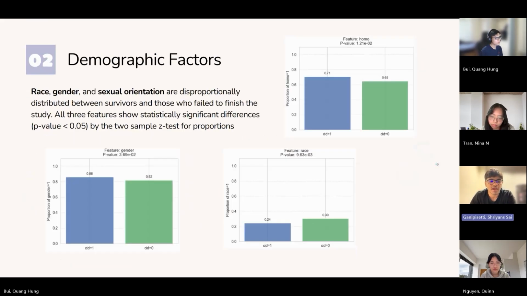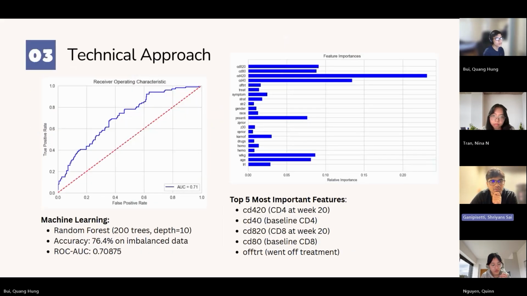And coming to the demographic factors between the failure and the non-failure groups, we analyzed race, gender, and sexual orientation as factors, and then we used two-sample Z-tests for proportions to test for group differences. All three demographic variables showed statistically significant differences, and the results describe patterns. It doesn't imply causation.